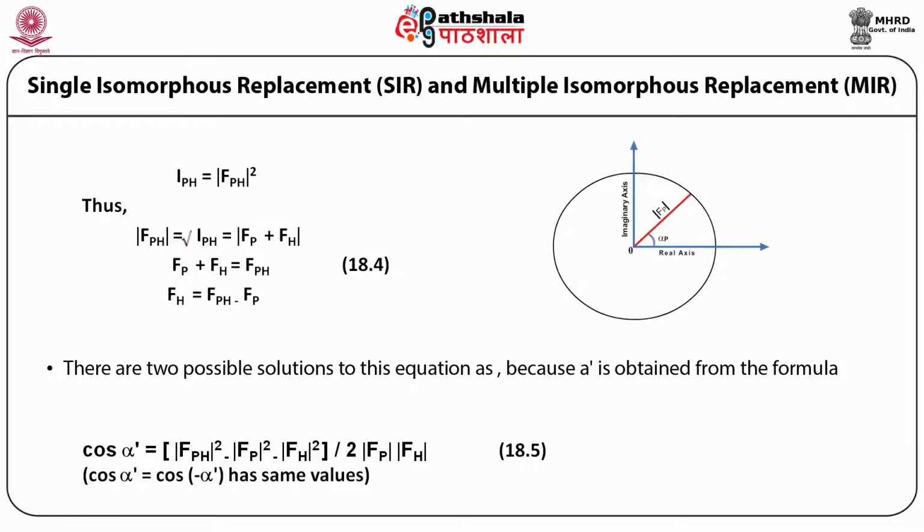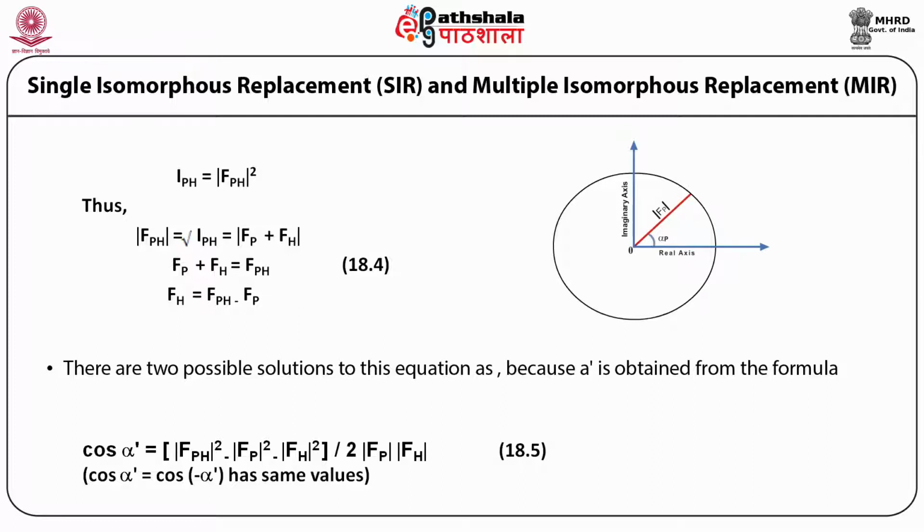Now, mod FPH is the square root of IPH, which is equal to the modulus of Fp plus FH, because we get the derivative structure factor by adding the heavy atom contribution structure factor to the native protein structure factor. This means Fp plus FH equals FPH, or FH equals FPH minus Fp. This means that by doing a Patterson with FPH minus Fp as coefficient, we can get the position of the heavy atom from the Patterson.